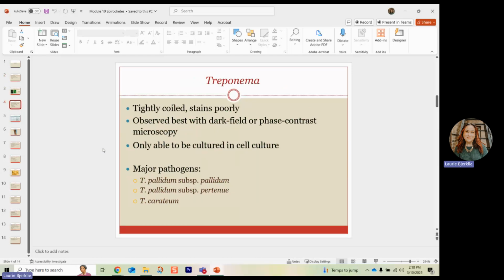So starting with Treponema, these are considered tightly coiled. They do not stain well. They stain very poorly, so they are observed best with dark field or phase contrast microscopy. They are only able to be cultured in a cell culture, meaning we're not going to be able to take in a specimen and just plate them out like normal. The major pathogens in Treponema are Treponema pallidum, subspecies pallidum, subspecies pertenue, and then carateum.